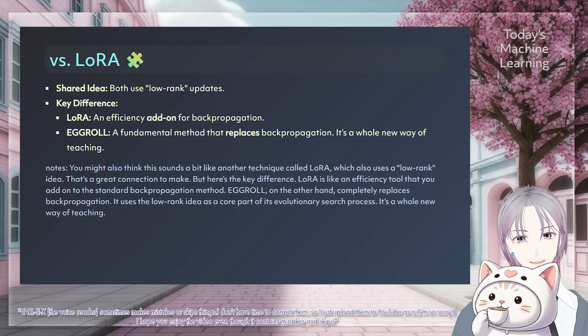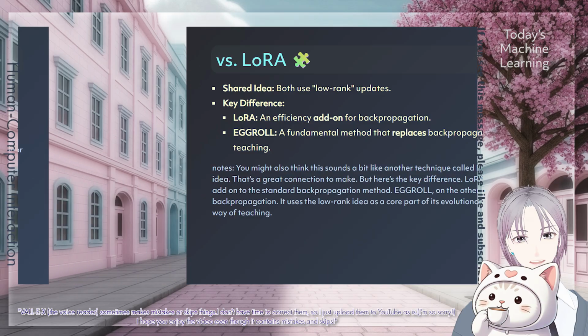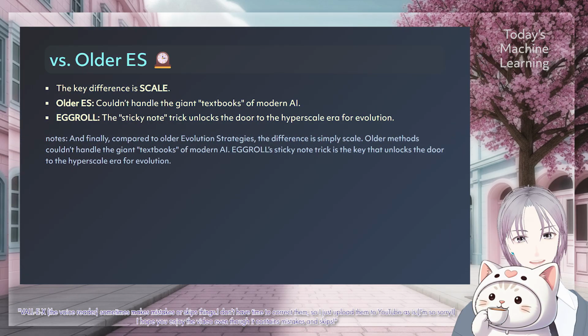We might also think this sounds a bit like another technique called LoRA, which also uses a low-rank idea. That's a great connection to make, but here's the key difference. LoRA is like an efficiency tool that you add on to the standard backpropagation method. EGGROLL, on the other hand, completely replaces backpropagation. It uses the low-rank idea as a core part of its evolutionary search process. It's a whole new way of teaching. And finally, compared to older evolution strategies, the difference is simply scale. Older methods couldn't handle the giant textbooks of modern AI. EGGROLL's sticky note trick is the key that unlocks the door to the hyperscale era for evolution.